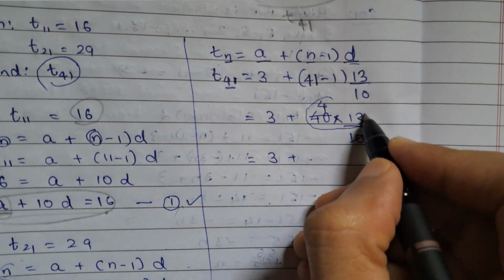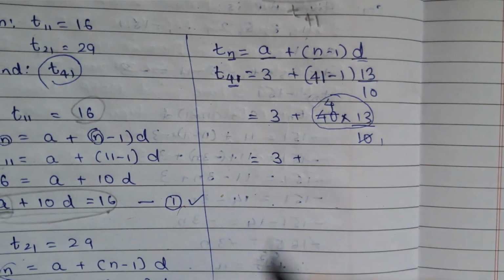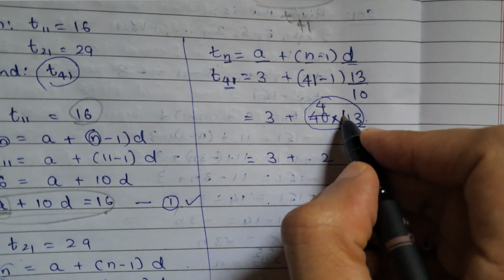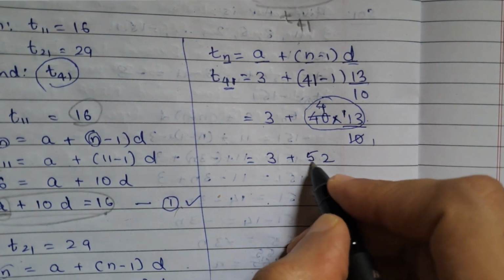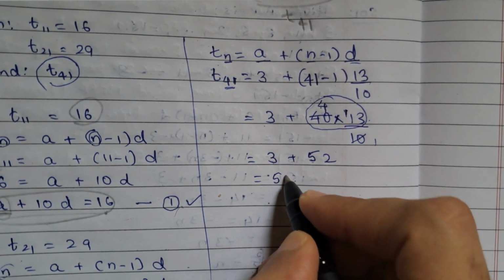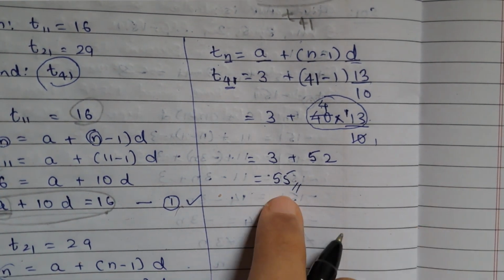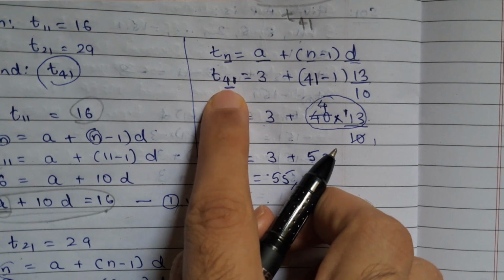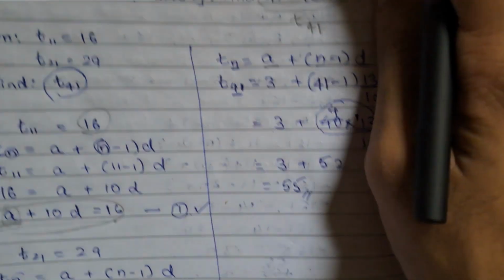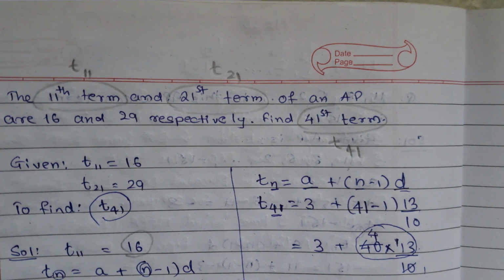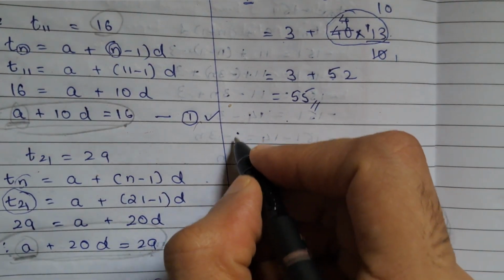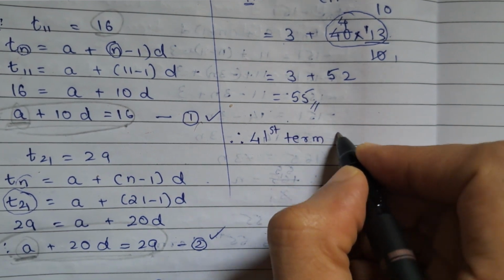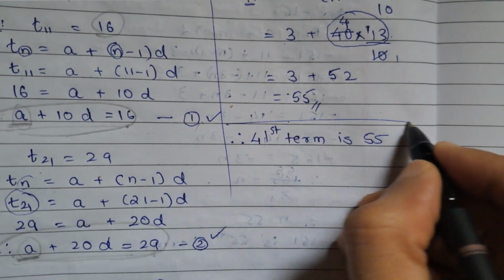Remember, you should multiply these two numbers first and then go for addition as per BODMAS, right? So let's multiply this. 4 threes are 12. 4 ones are 4 plus 1, 5. It is 52. 52 plus 3 is 55. So this 55 is nothing else but T41. What do you mean by T41? T41 is nothing else but the 41st term, right? So that's what your question was. Find the 41st term. So I will simply wrap up my answer saying, therefore, the 41st term is 55. That's it.